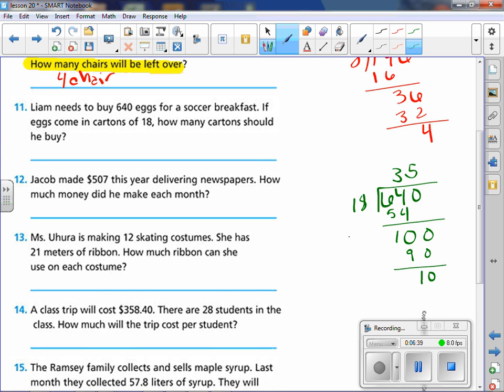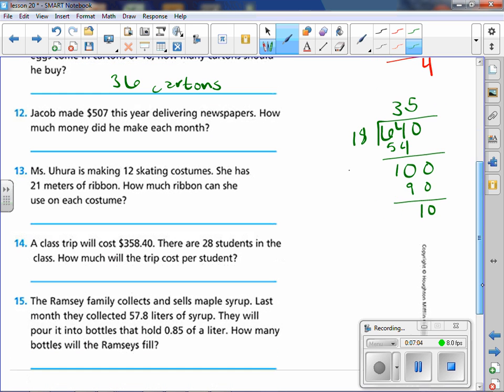What do I do? Does he just not need those? No, he needs to buy extra eggs. So he's going to end up with some leftover eggs. So does he just buy 35 cartons of eggs? No, he has to buy 36 cartons, okay, so that he has enough for everybody. All right, let's bump down and try 12, and then we may go on and do one more, okay, before you guys take your little online quiz.